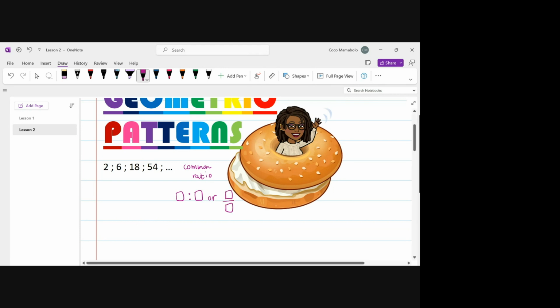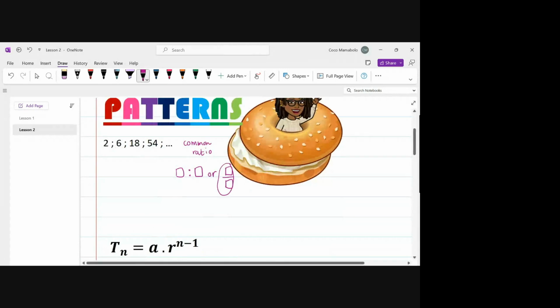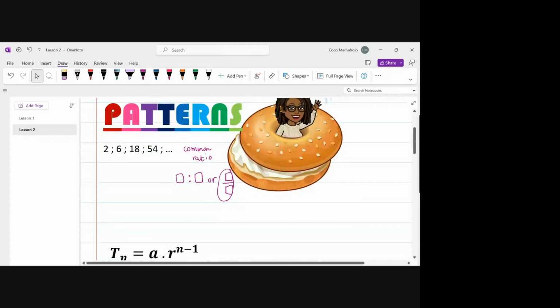For the examples that we're doing here, for geometric patterns, we're going to rely on writing our common ratios as fractions. But it doesn't negate the fact that it can be written as something is to something. So let's, for instance, take these 2 numbers. If I take 2 is to 6 and simplify this ratio, what would I get? Good. 1 is to 3, right? I would get 1 is to 3.